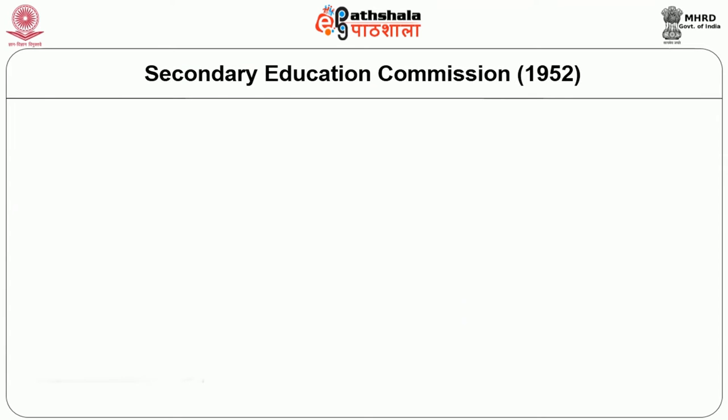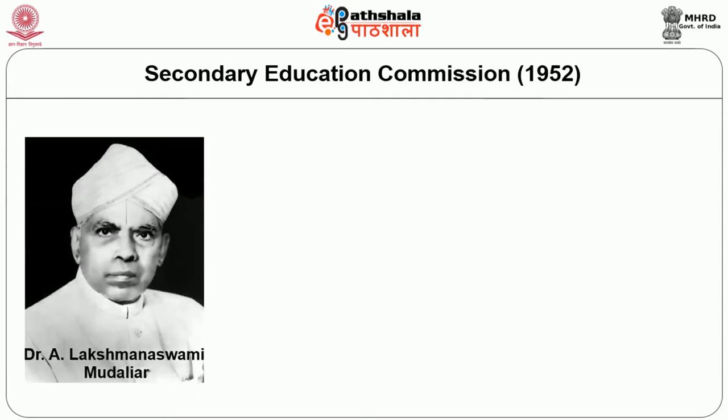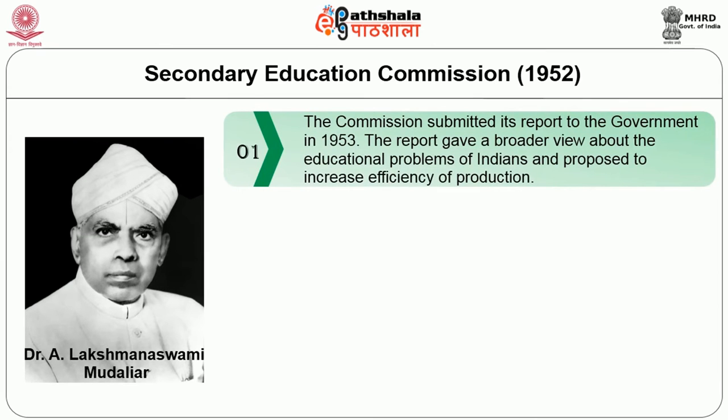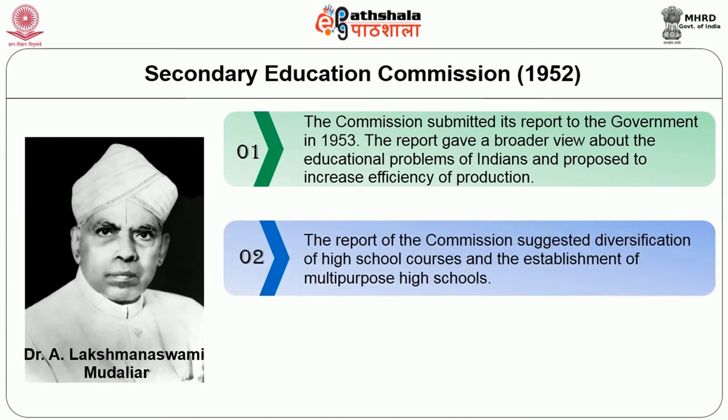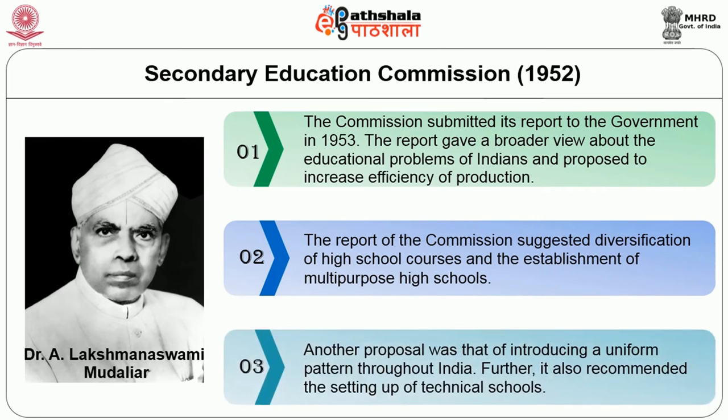The Secondary Education Commission was set up under the chairmanship of Mudaliar in 1952. This commission submitted its report to the government in 1953. The report gave a broader view about the educational problems of Indians and proposed to increase the efficiency of production. The report of the commission suggested diversification of high school courses and the establishment of multi-purpose high schools. Another proposal was that of introducing a uniform pattern throughout India. Further, it also recommended the setting up of technical schools.